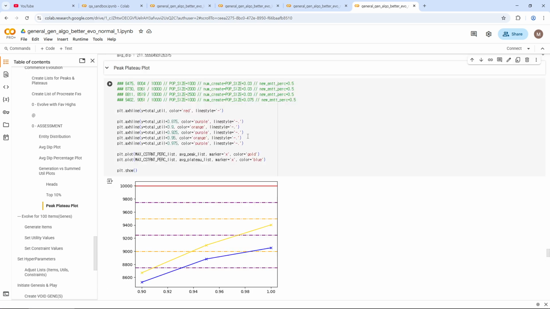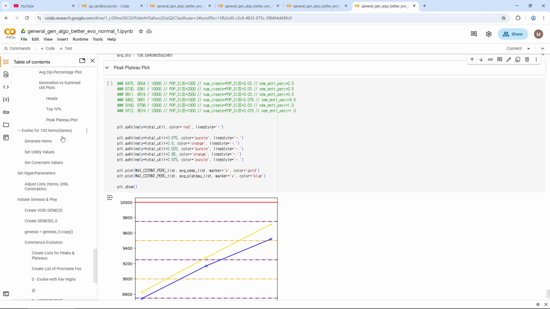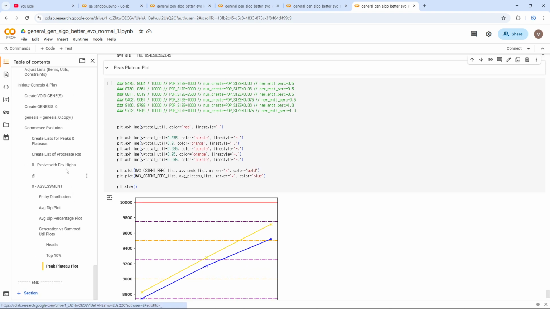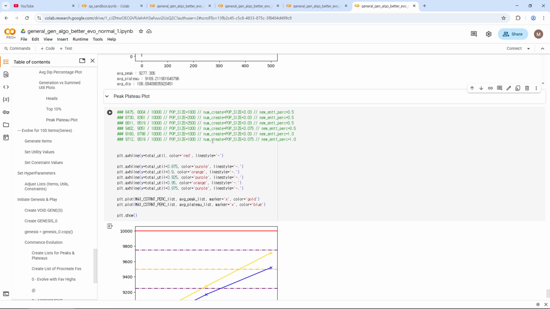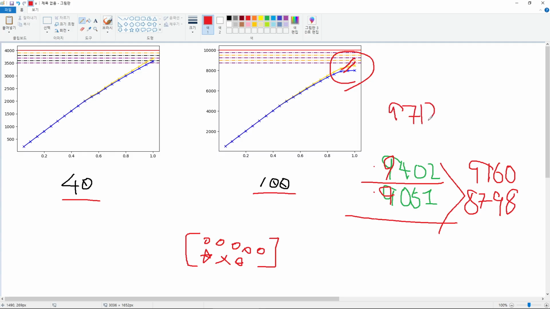So the next thing I did is this. In this case, I set num create at 0.075 times pop size, so that's 7.5% of the population size, which is 75, and then the new entity percentage is set to 100% or 1.0, and this is the result you get: 9712, and 9519. So this is bigger than all of the previous ones.